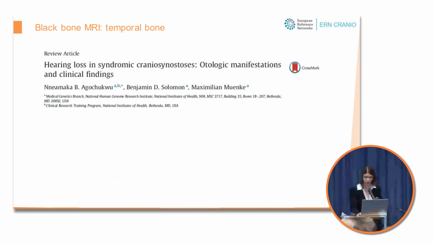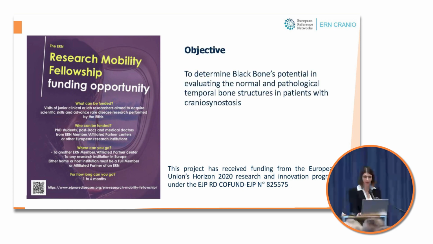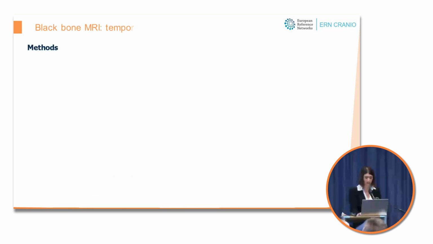When imaging the temporal bone, CT is usually the modality of choice, while non-radiating solutions could be considered in patients that need to undergo often repeated examinations, like craniosynostosis patients. In a project funded by the European Research Network Mobility Fellowship Program that took place in the Erasmus Medical Center of Rotterdam, we aimed to determine the black bone's potential in evaluating the normal and pathological temporal bone structures in patients with craniosynostosis.